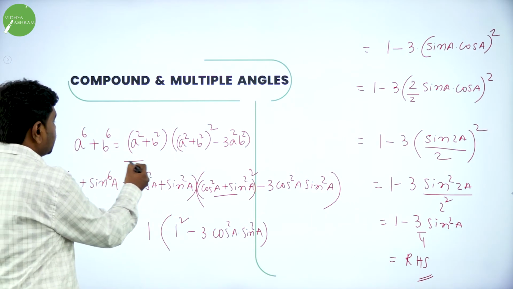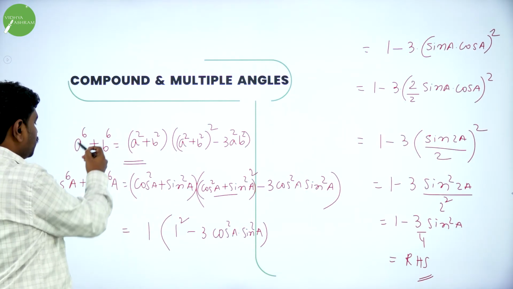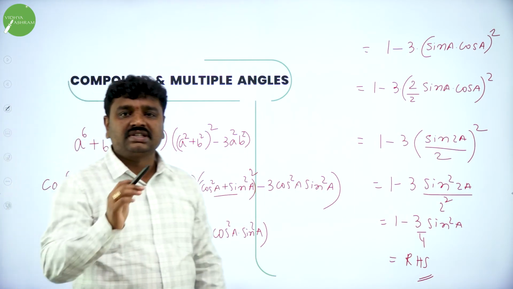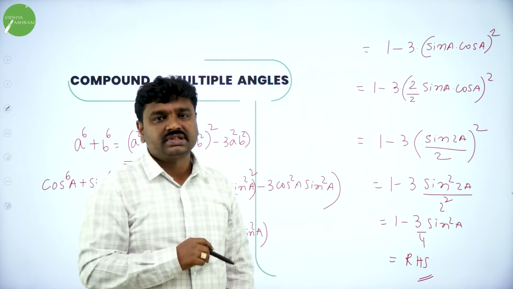So we use this as a result, and in the place of a, we'll put cos, in the place of b, we'll put sin. In both LHS and RHS, we'll arrive at the result. I hope all of you understood this.